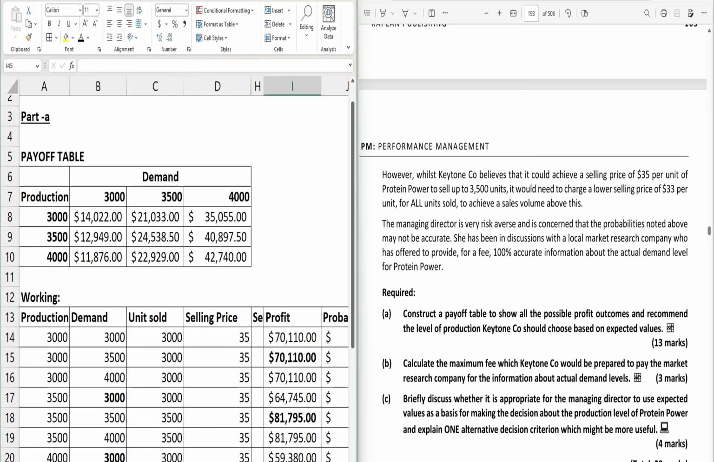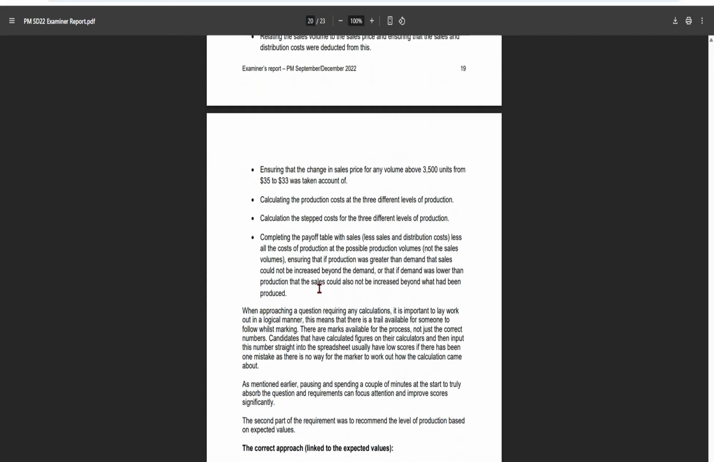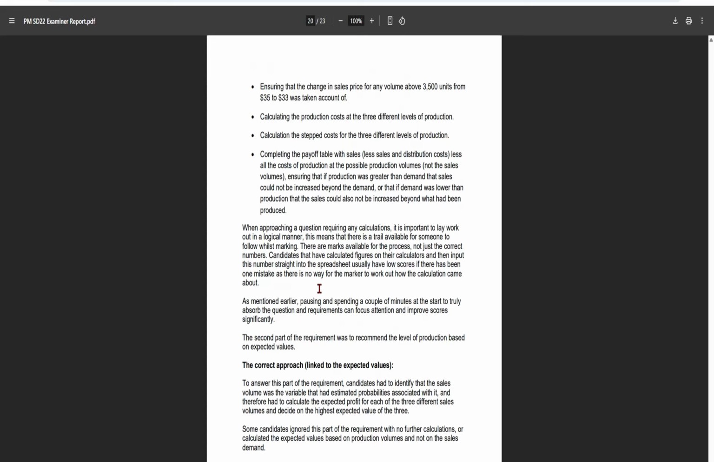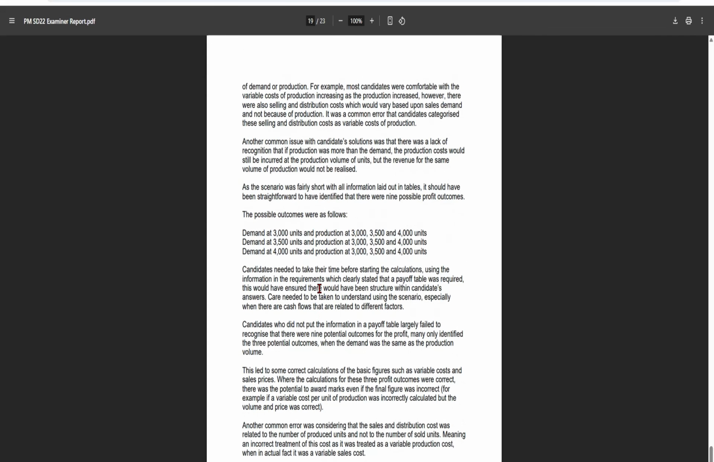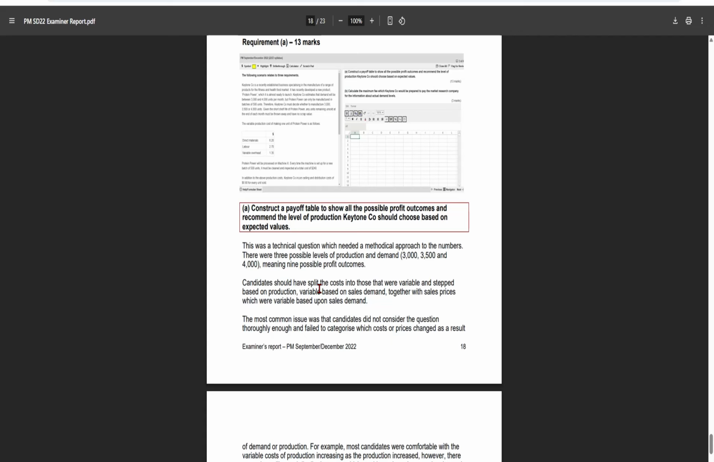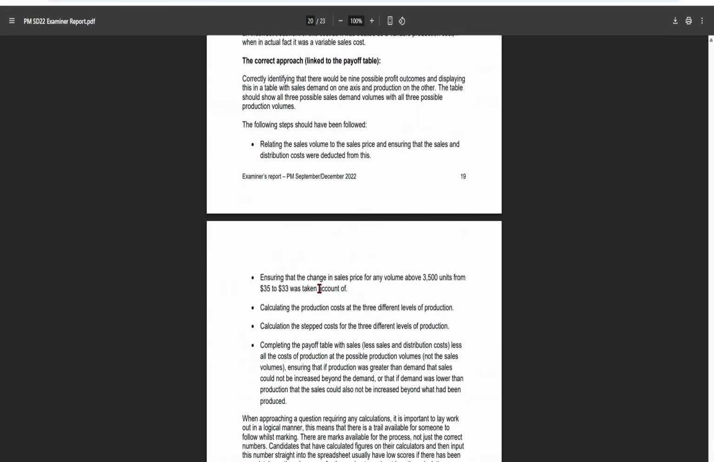And one more thing, this is the examiner report for the same question. The examiner has made a few comments regarding how students tackled these questions, and how they analyzed the situation and the requirements. Everything has been mentioned in this report. I suggest you go through it at least once, so that you know what is right and what is wrong, and you will not repeat the same mistakes in the upcoming exam. It's a very good one.